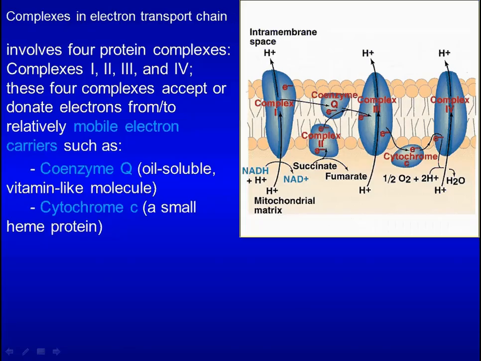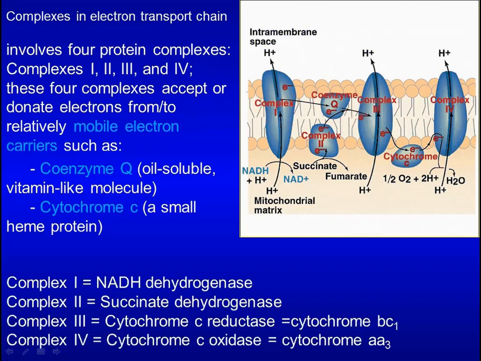When we zoom in, we will see 4 large complexes, 1 small protein, and 1 compound. The 4 large protein complexes are complex 1, 2, 3, and 4. 1 small protein is cytochrome C that shuttled between complex 3 and 4. 1 small compound is coenzyme Q that shuttled between complex 1, 2, and 3.